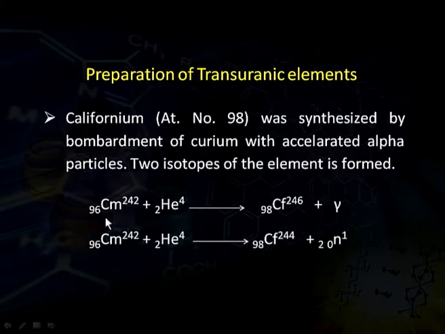This is curium 242. After acceleration with an alpha particle, it is converted to californium 246 and gamma emission takes place. Further, on interaction with an alpha particle, it is again converted into californium 244, the other isotope, along with the formation of two neutrons.